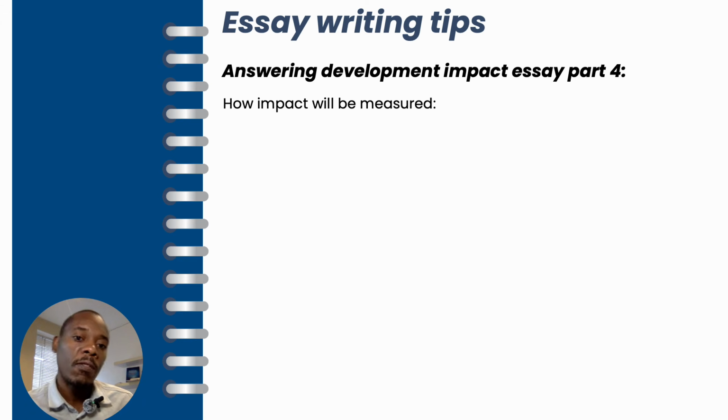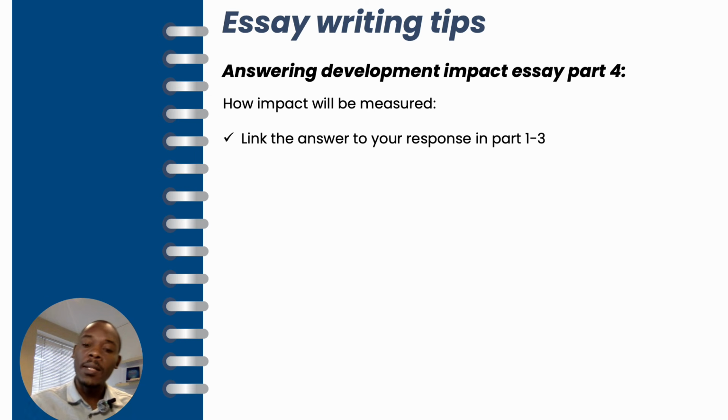The fourth part, which is the final part of this essay question, is how the impact you are going to create is going to be measured. Now this is very simple because you've given the problem, you've identified who is going to benefit, you've shown how the skills you are going to gain from your studies are going to help contribute to this problem. Now here you are just giving how you expect to demonstrate the results or the impact of your studies. So this one, you link your answers in part 1 to 3, what you've already answered in your part 1 to 3.